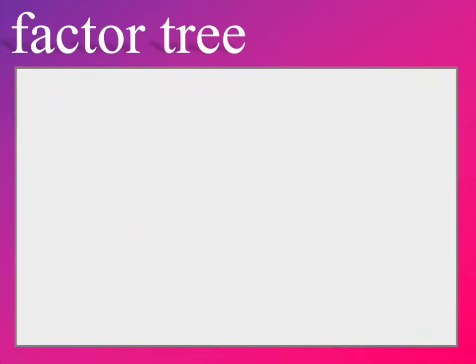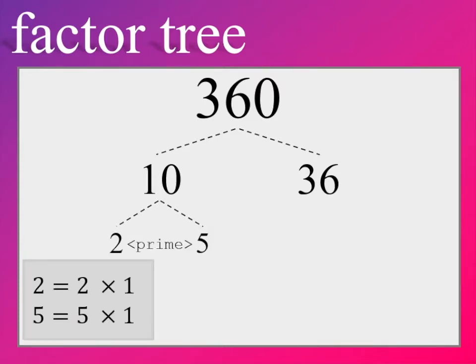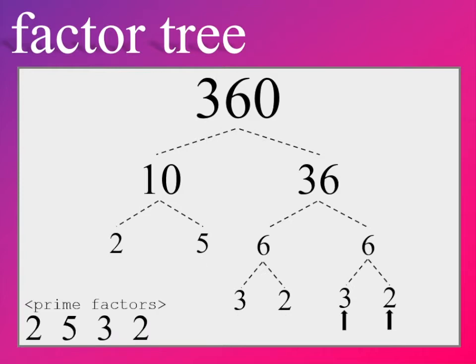Here's how it works with 360. 360 can be made by 10 times 36. 10 can be made by 2 times 5. 2 and 5 are prime because the only ways you can get them is 2 times 1 and 5 times 1 respectively. 36 is a square number, so it can be made by 6 times 6, and 6 is 2 times 3. We know that 2 and 3 are prime numbers too. Now, at the end of the trail for each path, they will always be prime factors, and the product of these factors gets us to 360.